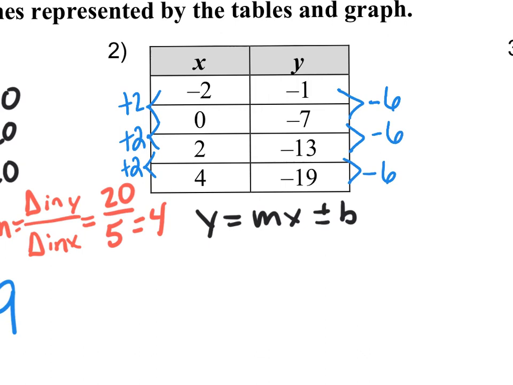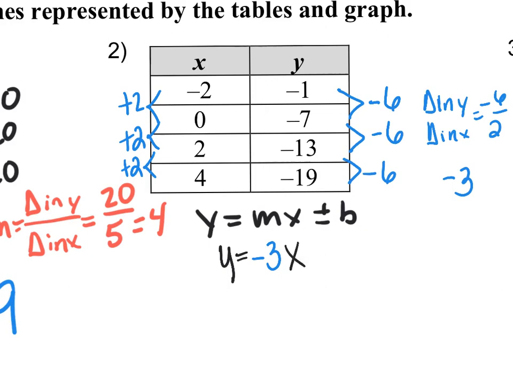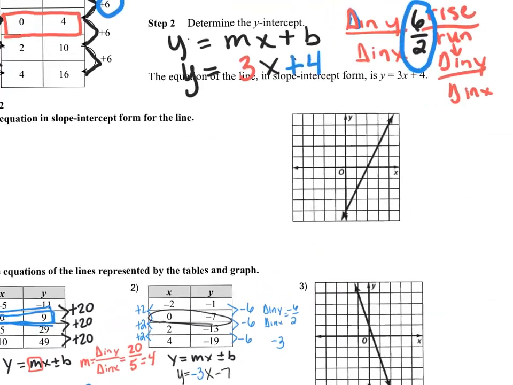But our change in y over our change in x is negative 6 over 2, which is negative 3. So I'm going to put that in here for the x. Okay. And then our y-intercept is negative 7. So negative 3x minus 7. So let's look at this one. Now we're going to change it.